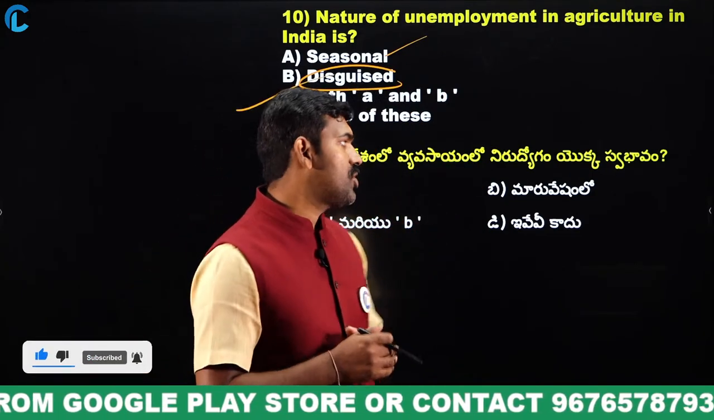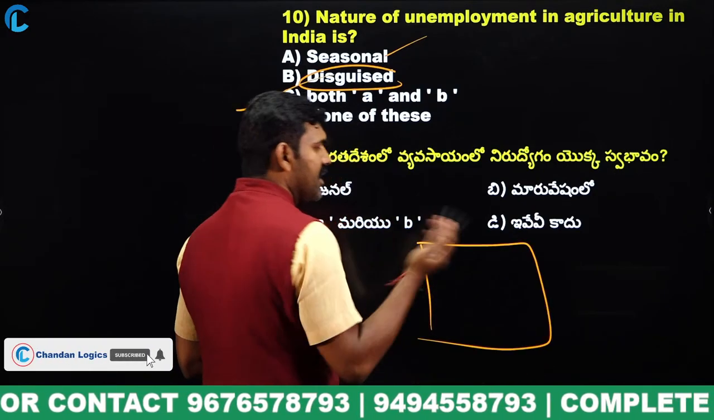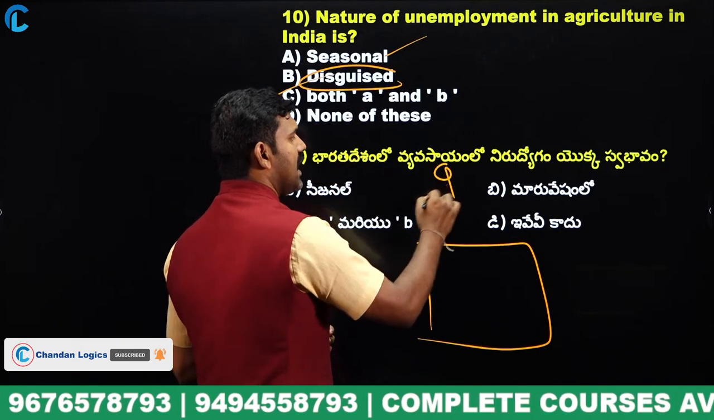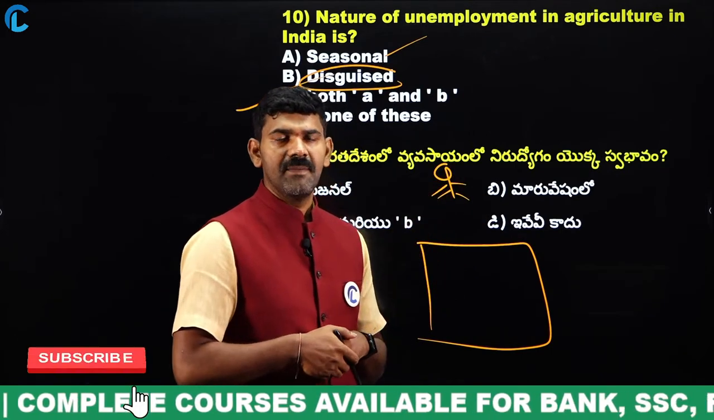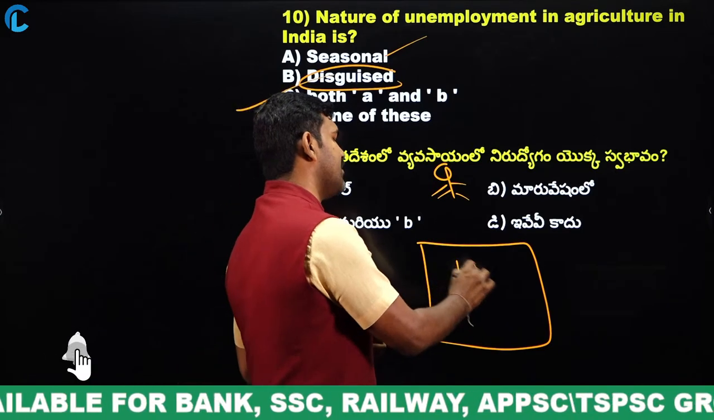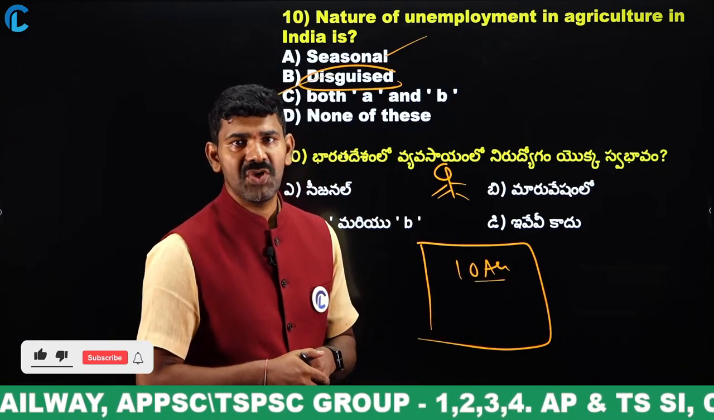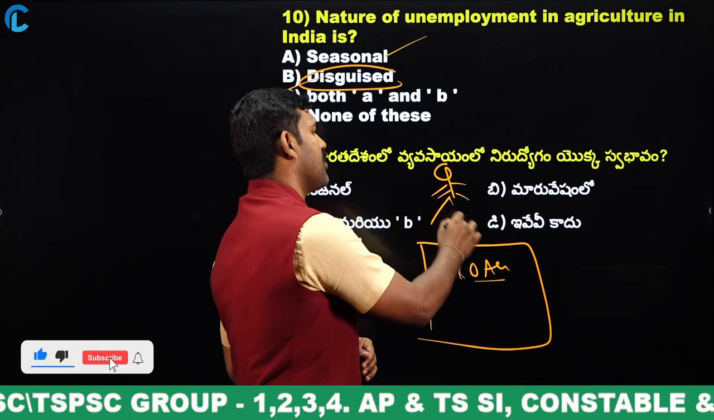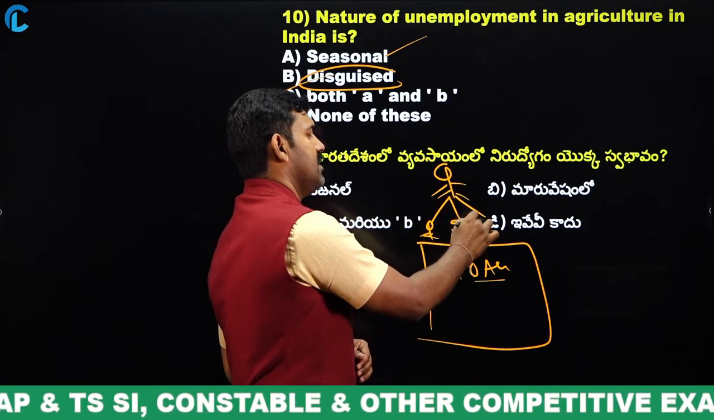Then what is the meaning of disguised employment? Now you go to a village and you see, let's say there are 10 acres of land. Go to the landowner, one old person. Ask the old man, how much land are you owning? He tells you, I am owning 10 acres of land. Very good. You ask, how many sons do you have? He says, I have got 3 sons: number 1, number 2, number 3.